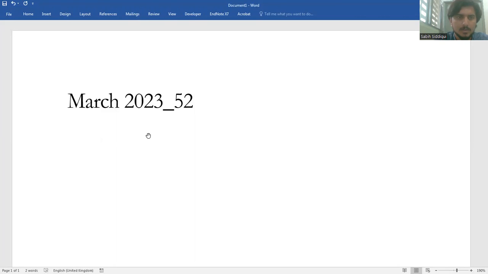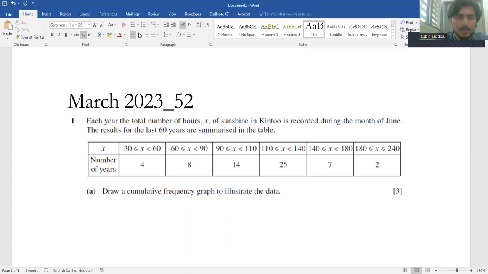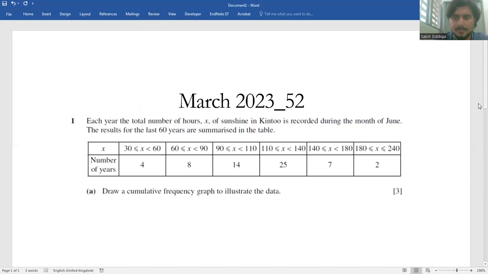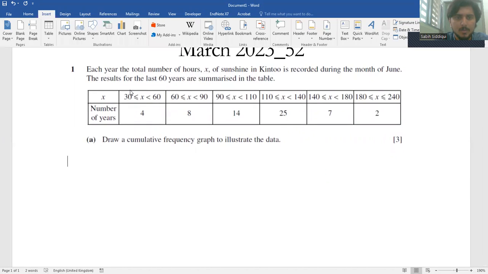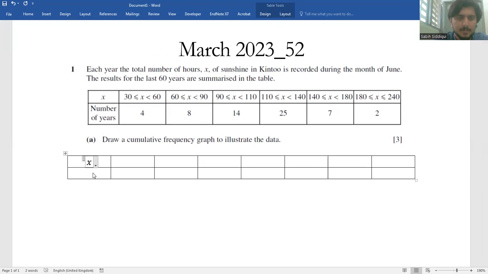It is asking us to make a cumulative frequency. So the first thing that we do is first we make a table for the cumulative frequency. How do we do that? Cumulative means total. So if I were to make 1, 3, 5, 6, 7, and 8. Okay, now let me take x, and here I'll write cumulative frequency.